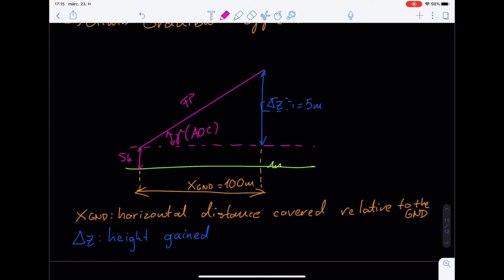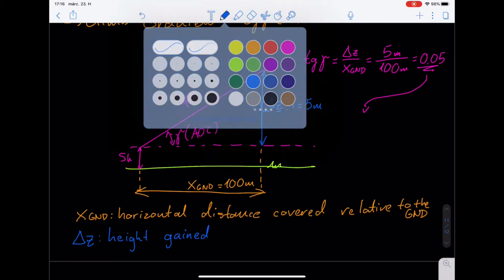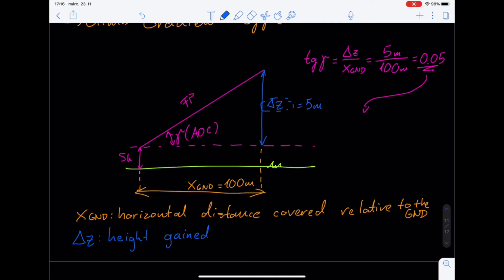So the tangent for the flight path angle, or the angle of climb, is going to be delta z over delta x, which is 5 meters over 100 meters, which is 0.05, right? And this is what we're going to say is the gradient. This is how I index it. I haven't really found a very uniform indexation for gradient.